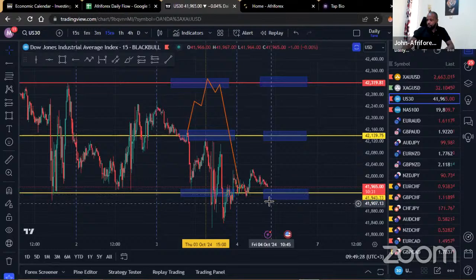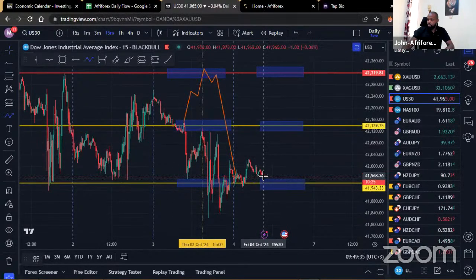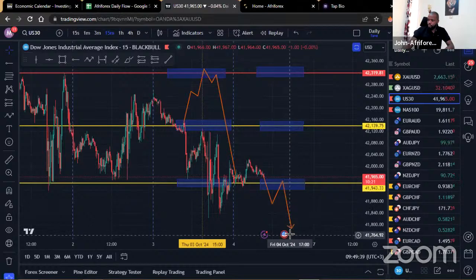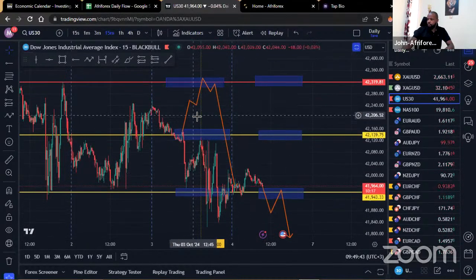So let's see what happens. Hopefully, we do get the market breaking to the downside of this region, then maybe we could see the market possibly calm down. And you could find that the market could really take off from this area to the downside, especially depending on what happens with the non-farm payroll.